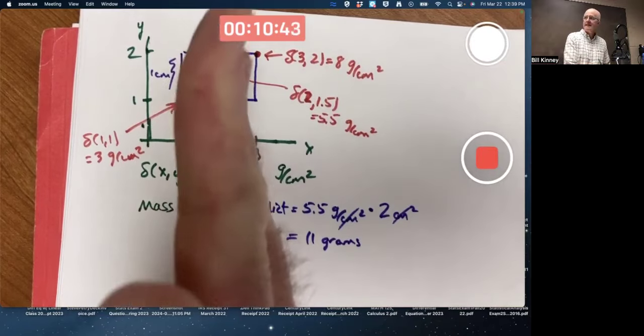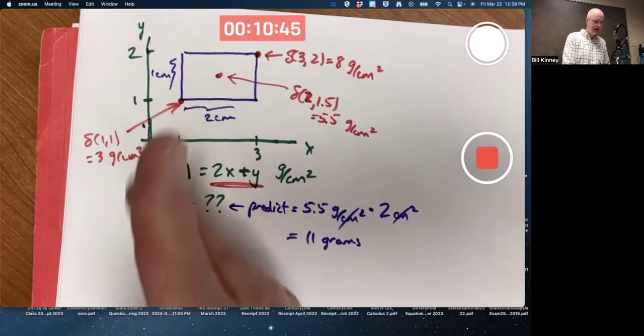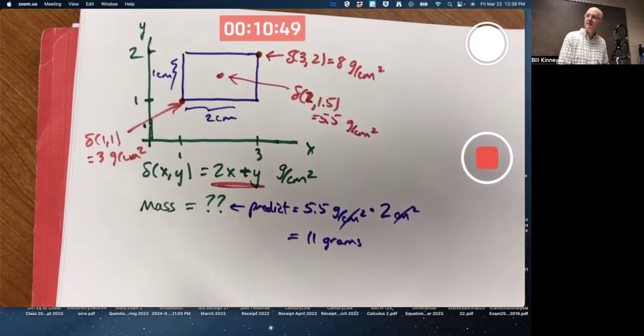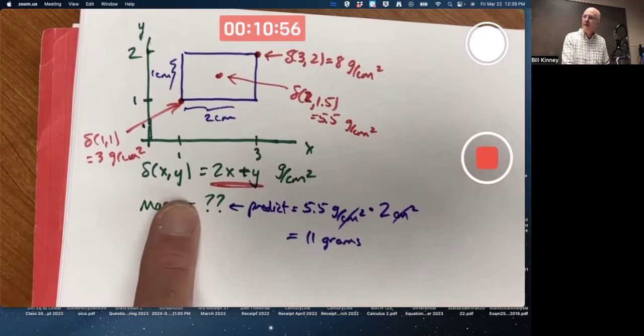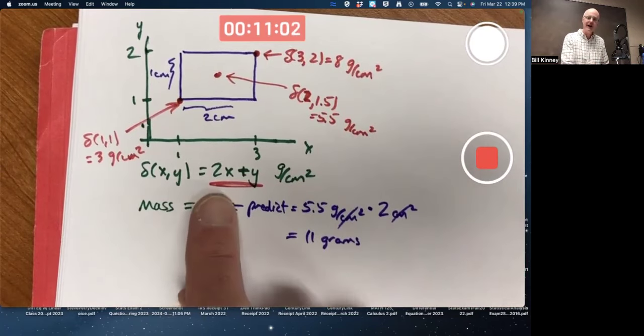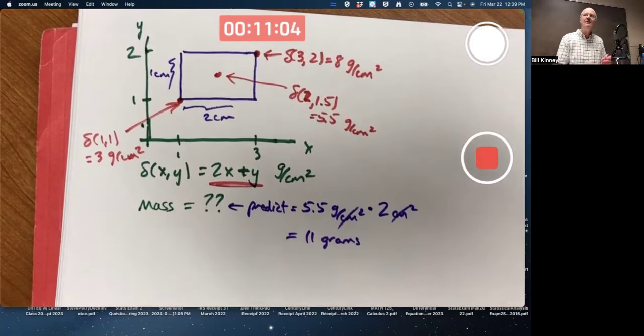We did vertical slices if the density function depended on x, because then along a vertical slice, x is approximately constant. And we did horizontal slices when the density function depends on y, because along thin horizontal slices, y is approximately constant. This depends on both x and y. I can't do thin vertical slices or thin horizontal slices, but maybe I can do both.